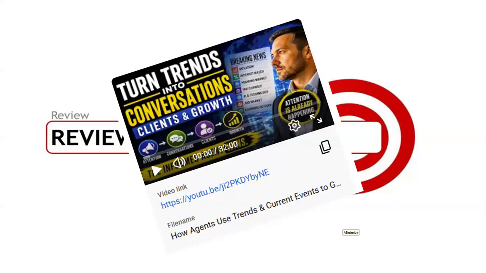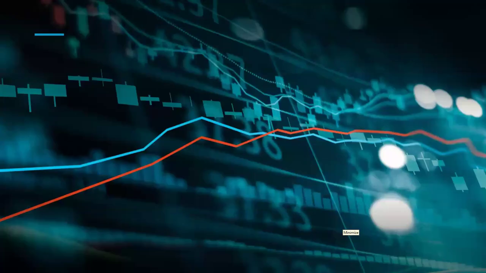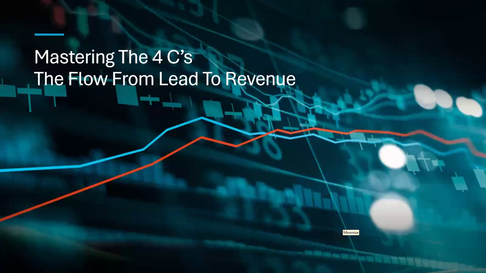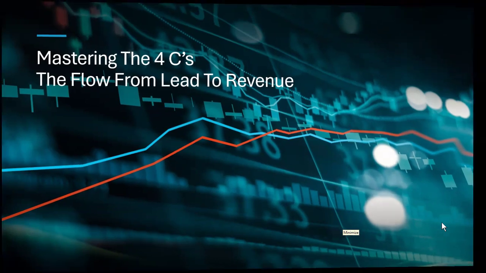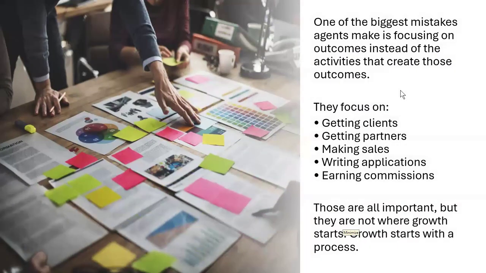We're going to talk about what happens today if you effectively use what we call the 4 C's. That's really what we're going to be training on today: mastering those 4 C's and the flow from lead to revenue. You want to create something that works for yourself, teach other people, create their independence, move out of the way, and have the asset working for you instead of you working for the asset. It takes a little time to get there, but that's what we're all working towards.